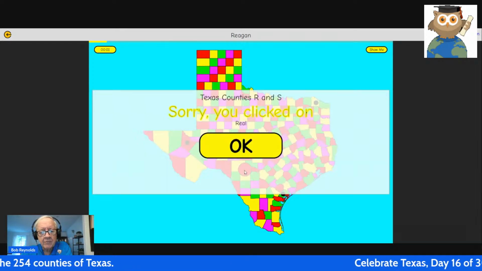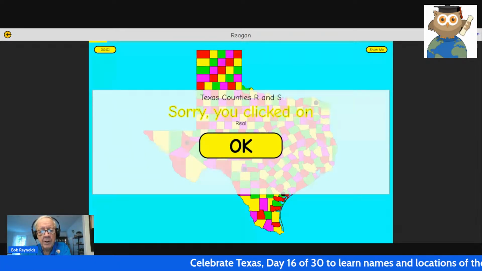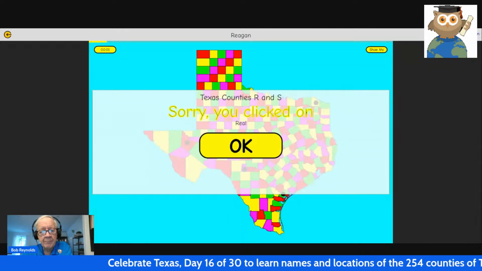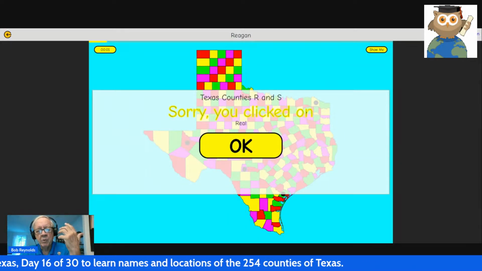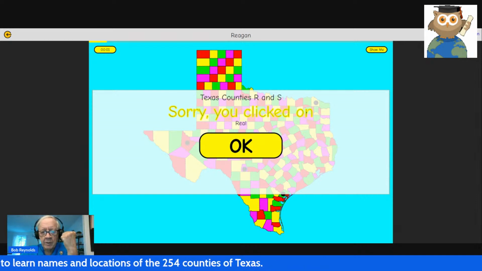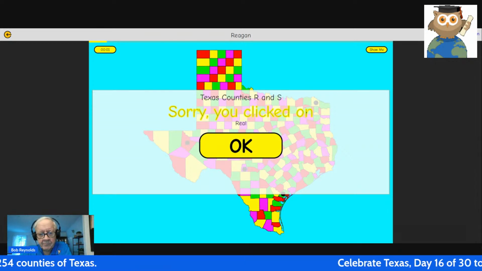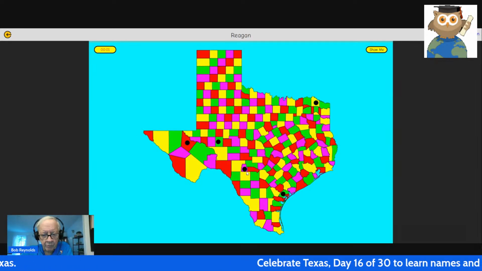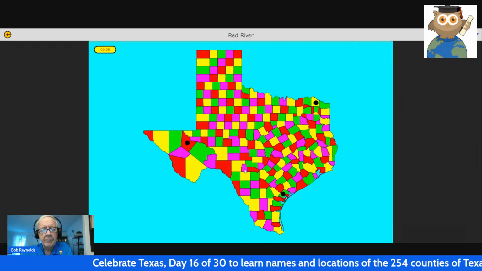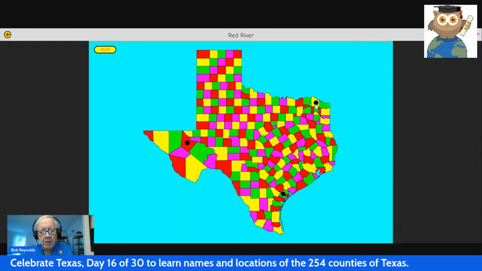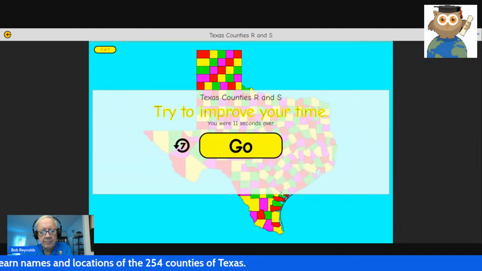We get a red light, and it says, no, this is the county of Real. I don't know how to pronounce all of these. That's what you can help your students with. That's what your teacher can help you with. Learn how to pronounce some of these counties. Click OK. That was Real. It asked for Reagan. Okay, Real, Red River County on the Red River, Reeves, and Refugio.